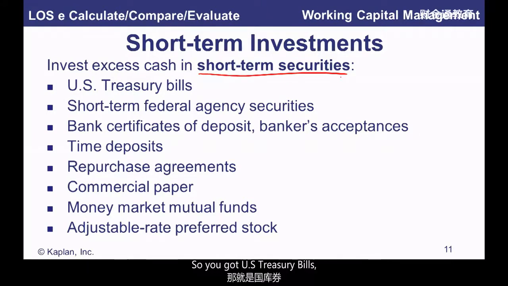So you've got US T-bills, short-term federal agency securities, so maybe, think Freddie Mac, Fannie Mae, etc. Bank certificates of deposit, bankers' acceptances, time deposits, repos, commercial paper. It's just a list of money market instruments that you would have seen elsewhere in the syllabus.